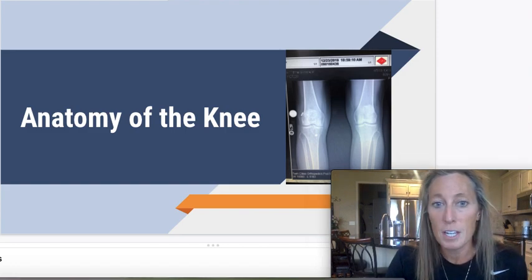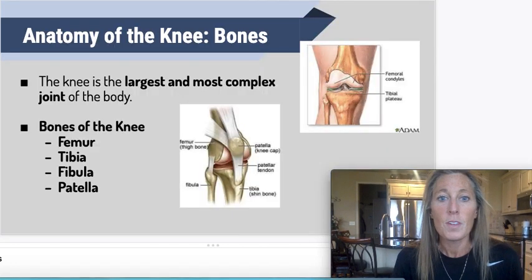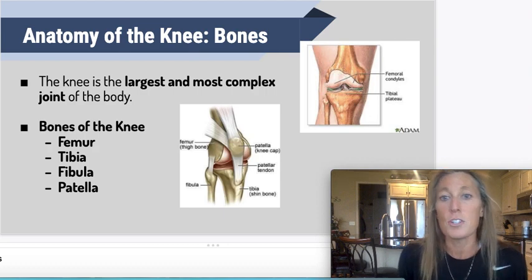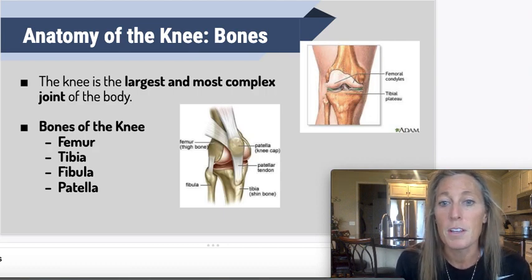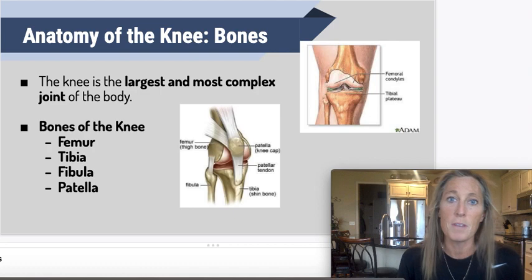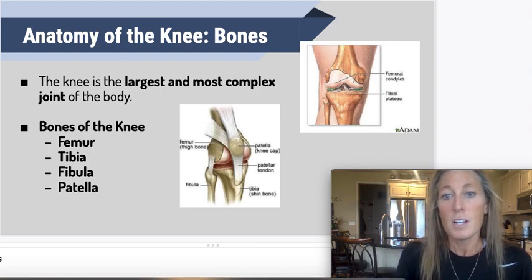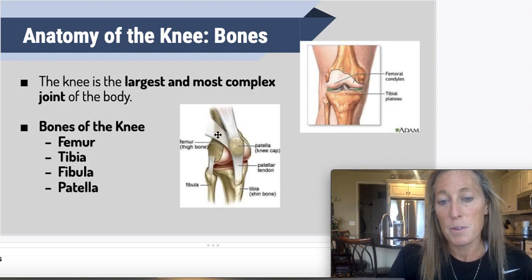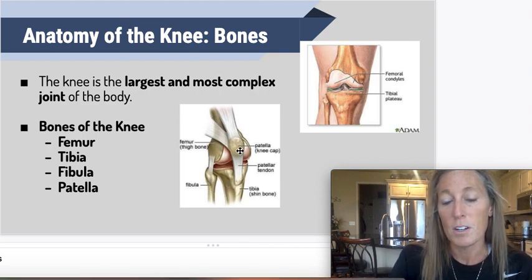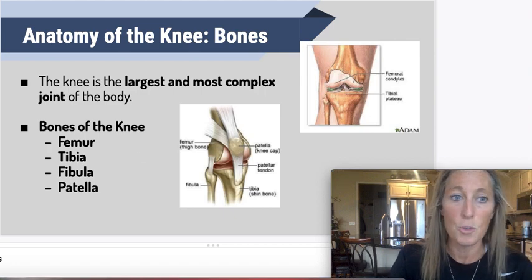We're going to start out with anatomy of the knee. The knee is the largest and most complex joint of the human body. There are four bones that make up the knee joint. We have the femur, we have the tibia, the fibula, and the patella. So here we have the femur, the tibia, the fibula, and the patella are the four bones that make up the knee joint.